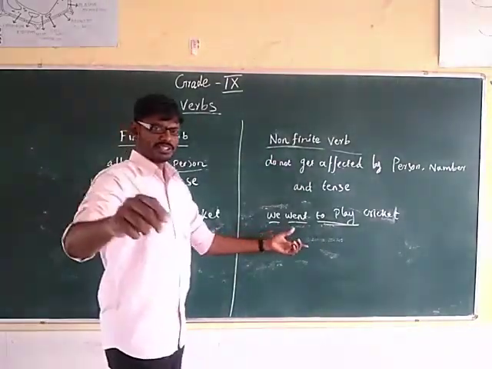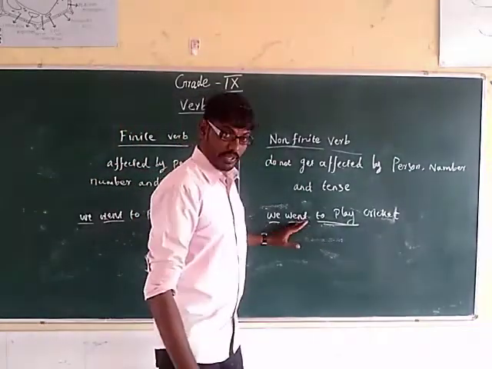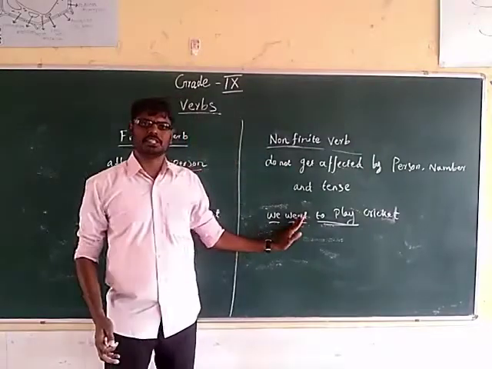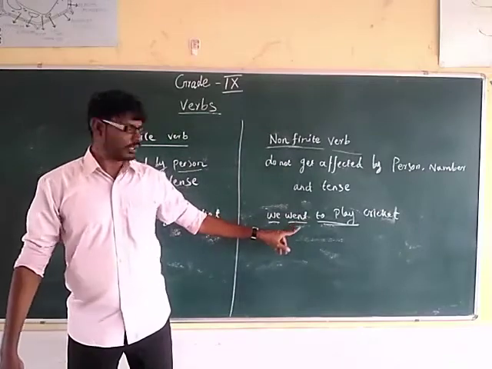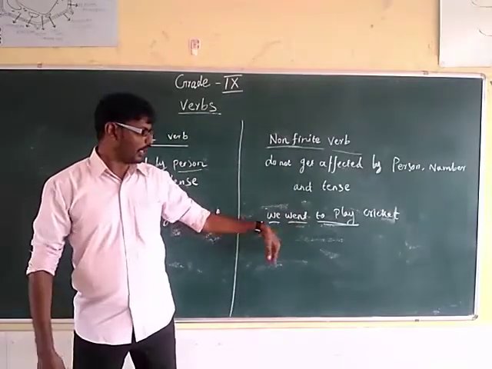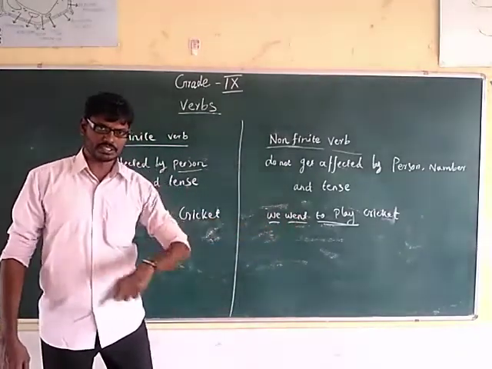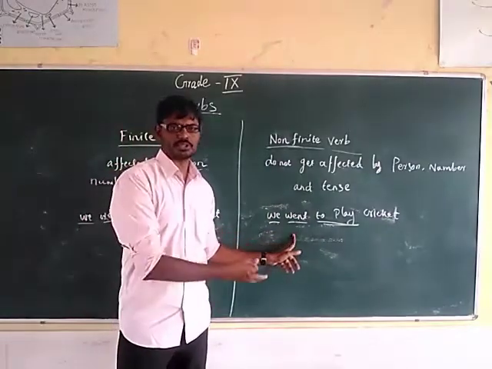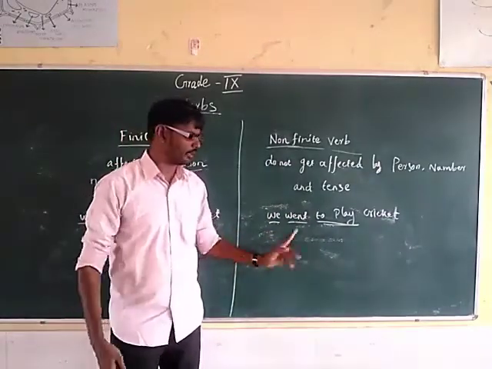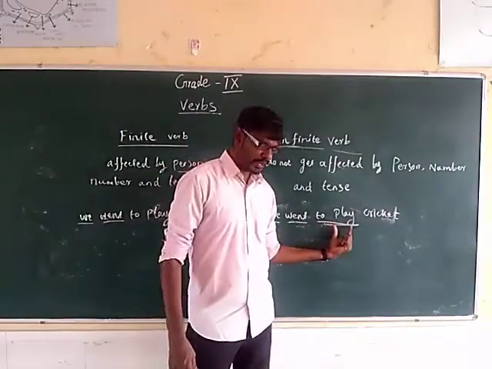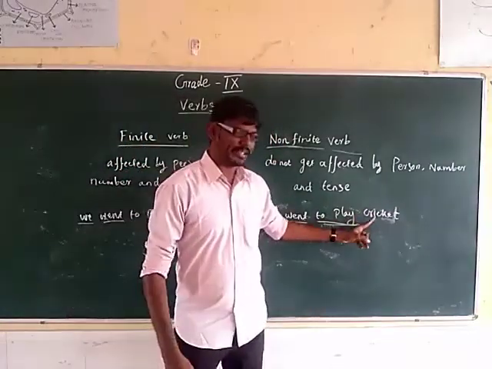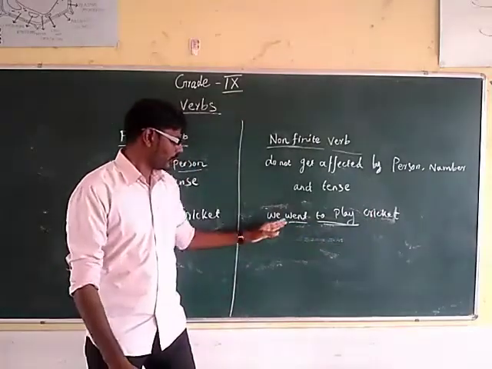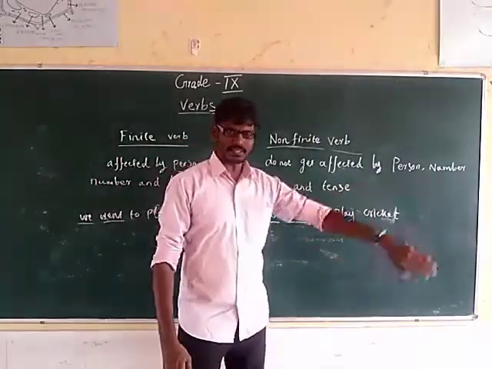So, what is the definition I gave you for a finite verb? The verb which can be changed into other forms. So, went can be changed into present go or future will go. Even after changing the tense of the main verb, it gives the complete meaning. So, this is a finite verb. Now take this verb: to play cricket. We went to play cricket. Okay, correct.